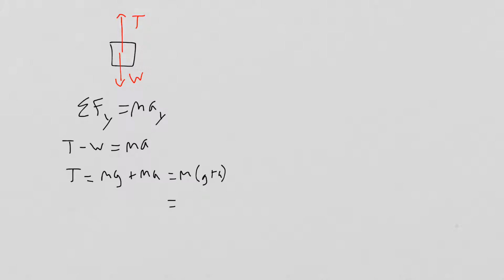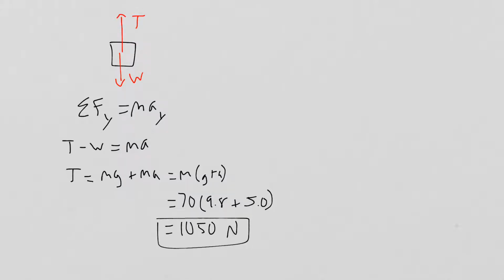So now we just plug in the numbers. 70 kilograms, g is 9.8, and a is 5.0. Right? And if you punch that all into your calculator correctly, you get 1,050 newtons. And that's part B.